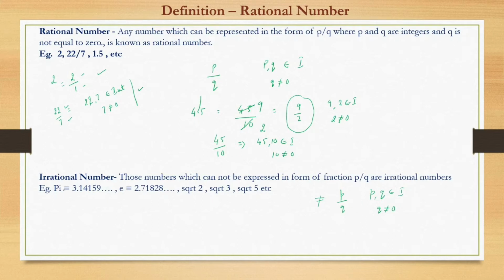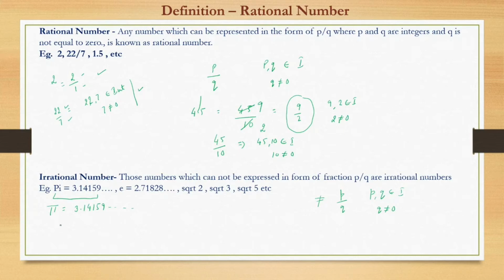Now if I take an example, say pi. Pi is a constant which we generally use in geometry. Pi has a value of 3.14159 and it is non-ending. This is a non-terminating decimal. The number of digits after the decimal does not terminate at any point. It keeps on going, and there is no pattern in the digits after the decimal, so this is non-recurring. Hence this is an irrational number, because it cannot be converted into the form of p by q.